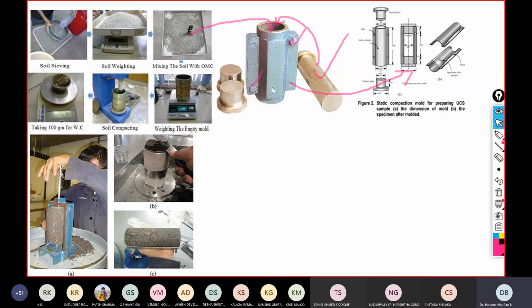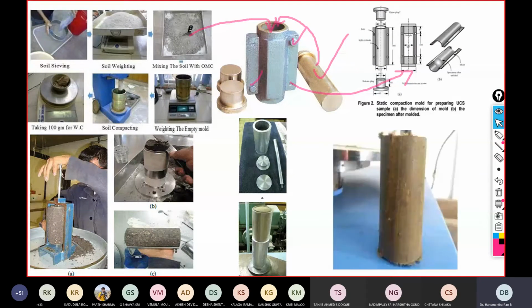So as you can see, this is the mold. After the sample has been compacted, the excess soil is trimmed from the top. From the bottom it's not required because the plunger is already inserted, so you don't need to trim it. Once it is trimmed, remove the bolts and recover the soil sample. This is the final compacted soil sample. This soil sample is compacted to the internal geometry of the mold, which is approximately 38 millimeter diameter and 76 millimeter height.